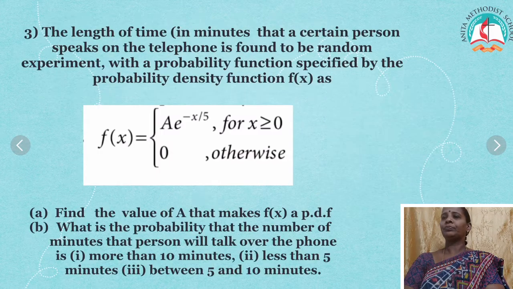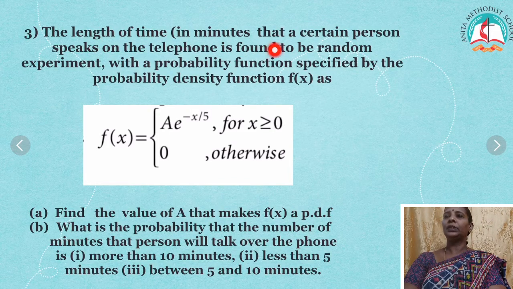Okay, now look at this question. Here it's given the length of the time the person talking by phone is given by the equation f of x equal to a e power minus x by 5 for x greater than or equal to 0, or 0 otherwise. It asks you to find the value of a. Similarly, they ask you to find the probability.